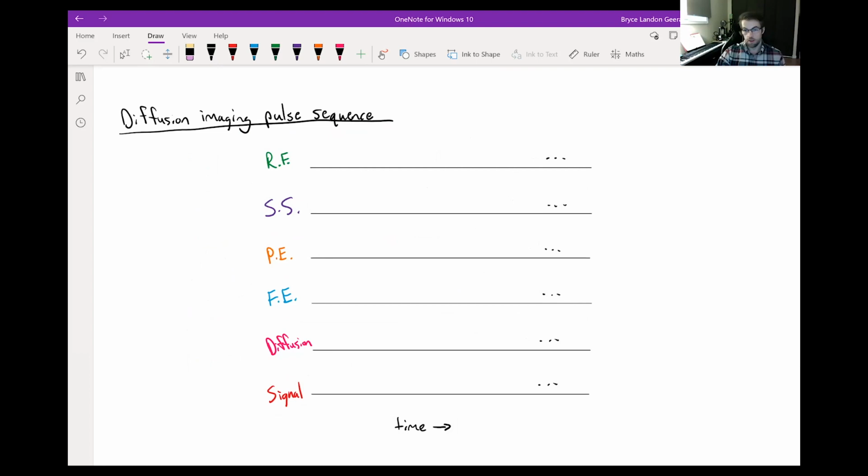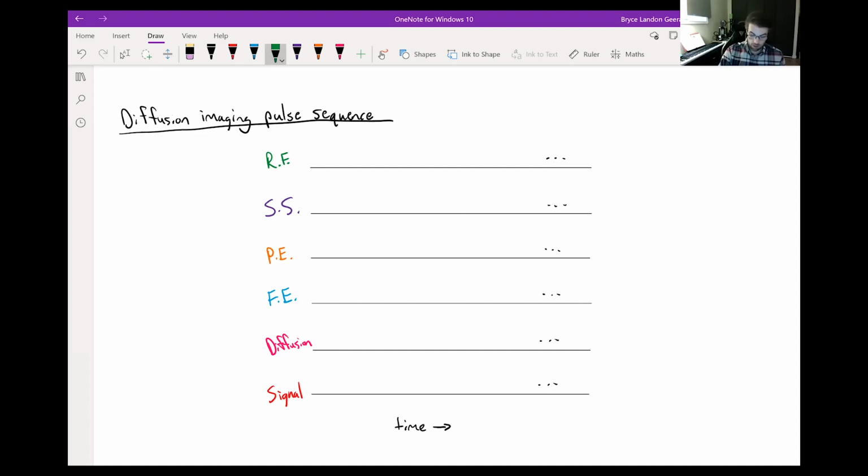So here is our reminder of what pulse sequence diagrams mean to us. You can see here on this pulse diagram, I've added a sixth line as if we needed any more, right? The diffusion line or diffusion gradients. So how does that play into this pulse sequence? I'm just going to start drawing and talk through it as I go.